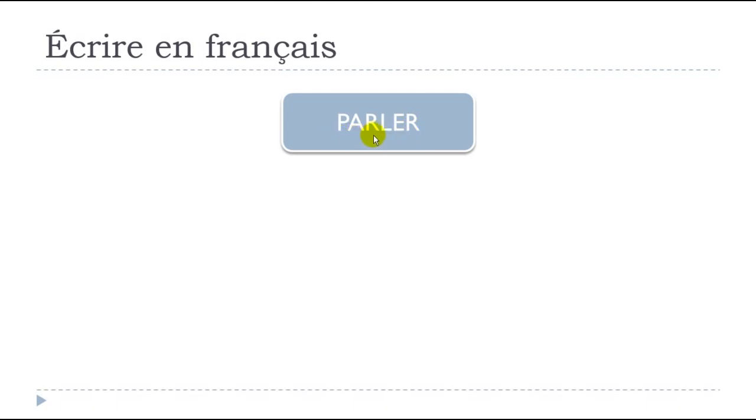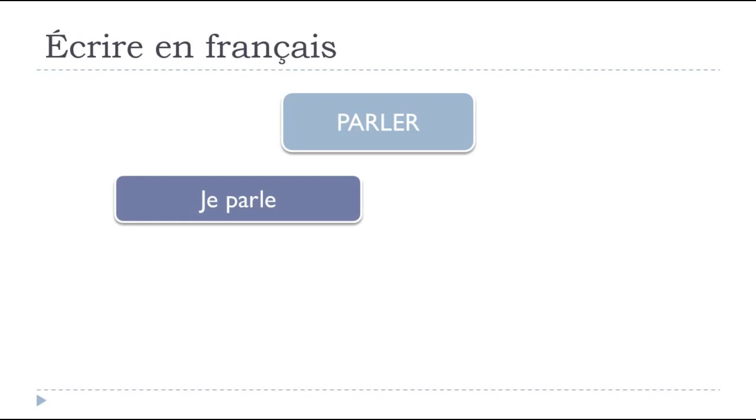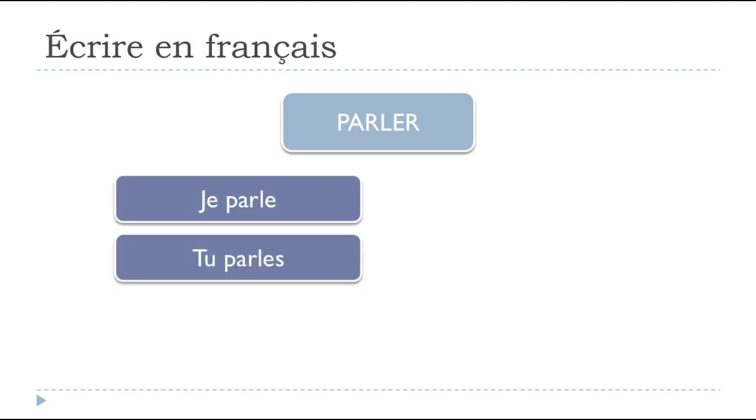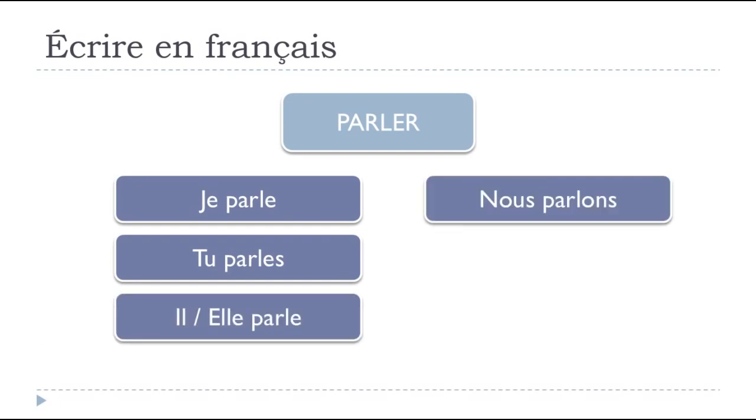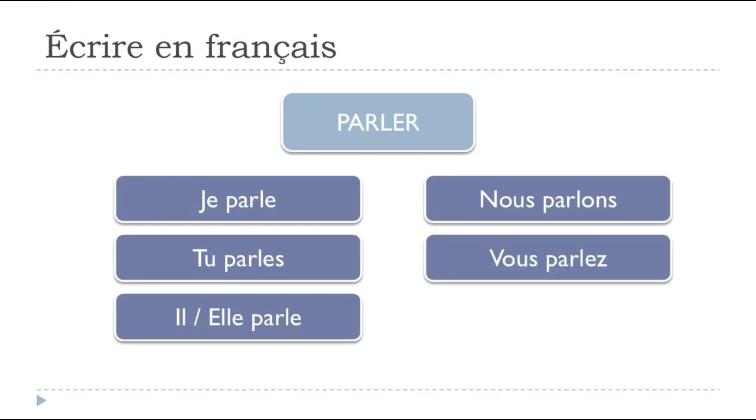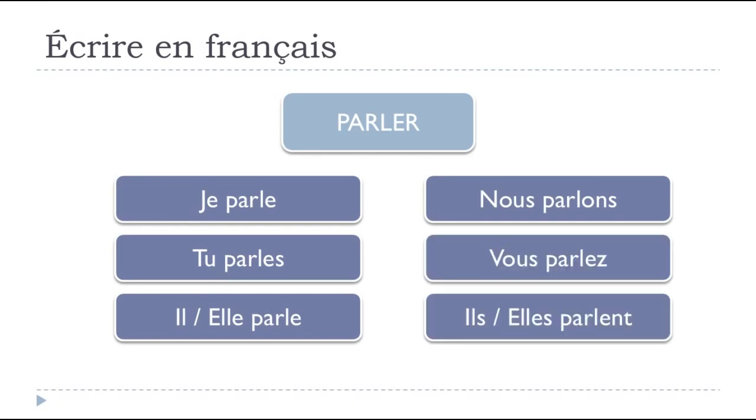So parler is to speak or to talk, and it's a regular verb, so it belongs to the first group ending with er. So let's see how we conjugate it at the present tense. Je parle, tu parles, il, elle parle, nous parlons, vous parlez, il, elle parle.